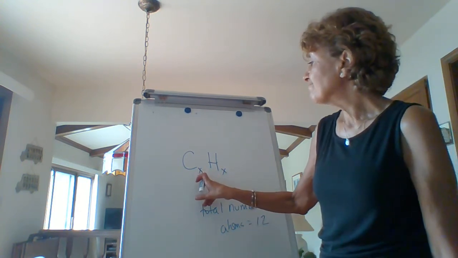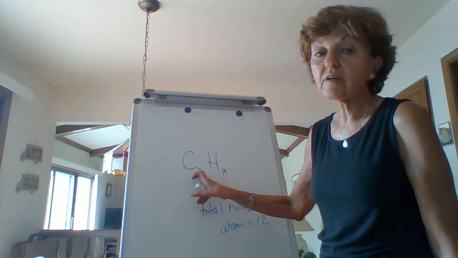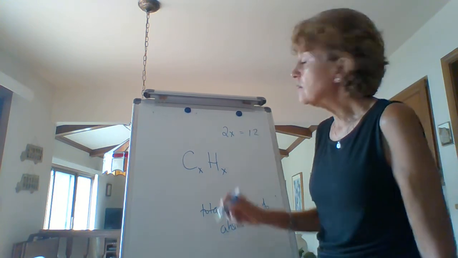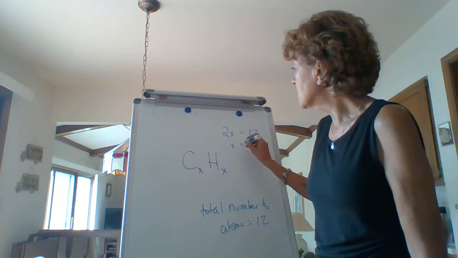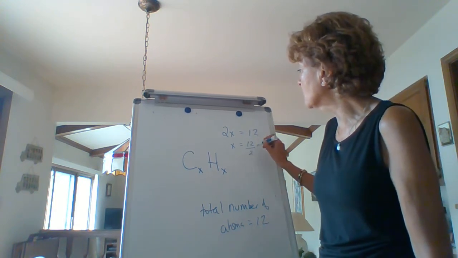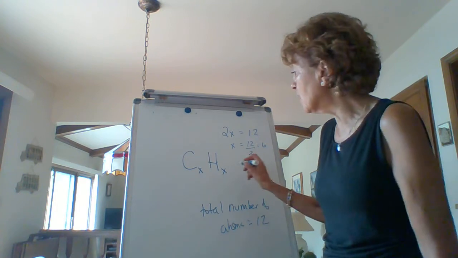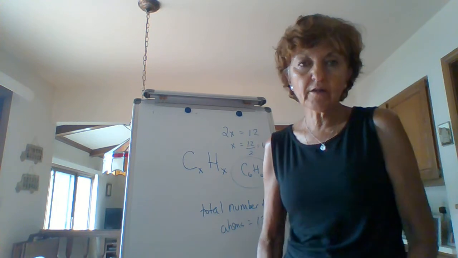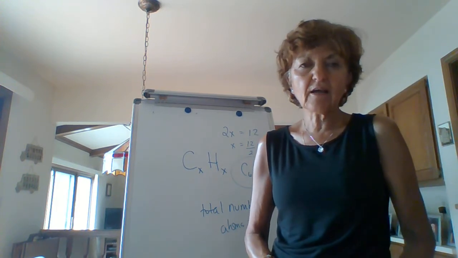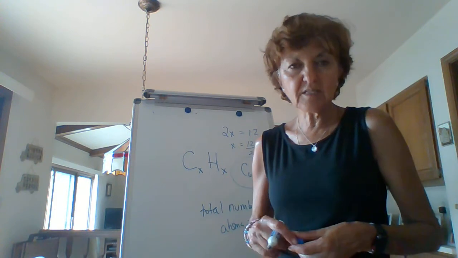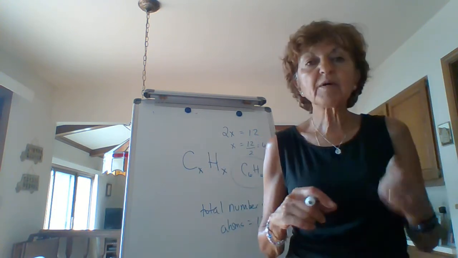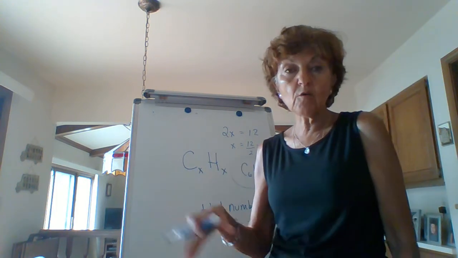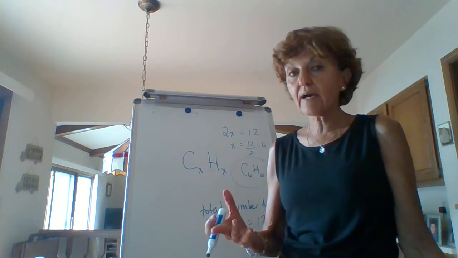So these two are going to be exactly the same. So 2x is equal to 12. So what would x be? X is equal to 12 divided by 2, which is equal to 6. So the formula would be C6H6. This happens to be the formula of the molecule benzene. If you're going to be taking Intro to Organic, you're going to be dealing with benzene and all sorts of fun stuff. But I just wanted to give you an example of something like this because sometimes you will see on quizzes and homework where they tell you what is X.